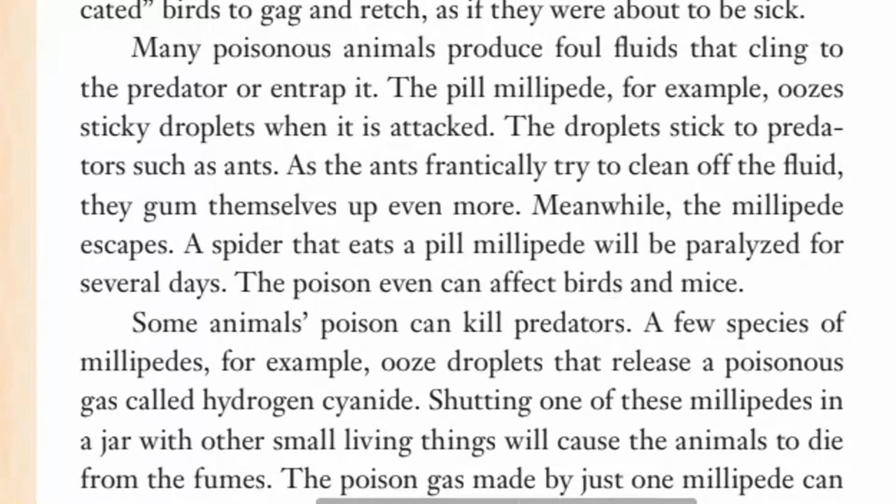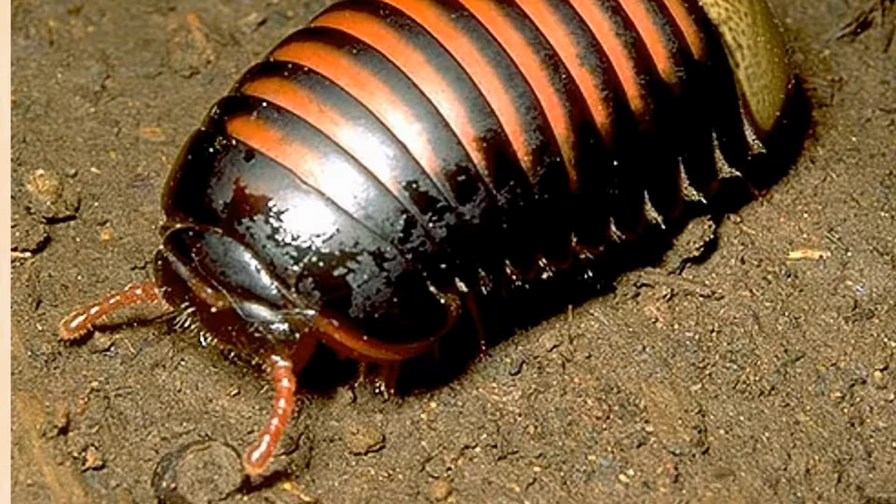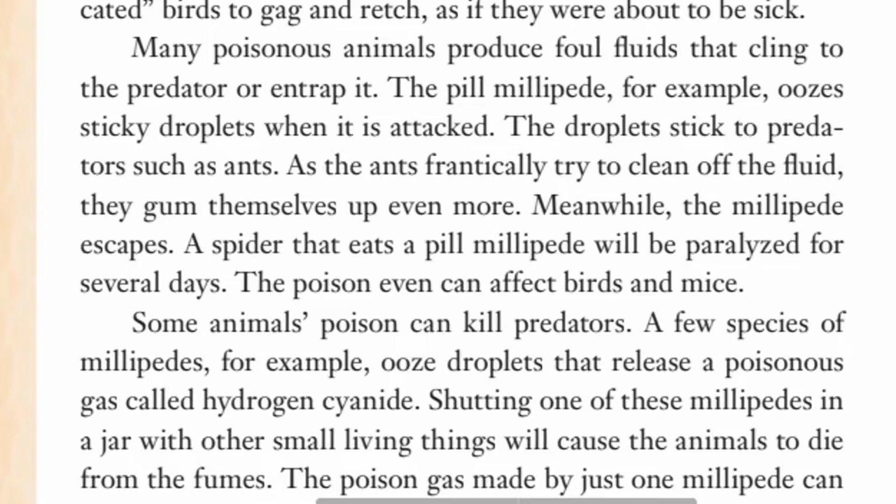Many poisonous animals produce foul fluids that cling to the predators or entrap it. The pill millipede, for example, oozes sticky drops when it is attacked. The droplets stick to the predators, such as ants. As the ants frantically try to clean off the fluid, they gum themselves up even more. Meanwhile, the millipede escapes. A spider that eats a pill millipede will be paralyzed for several days. The poison can even affect birds and mice.